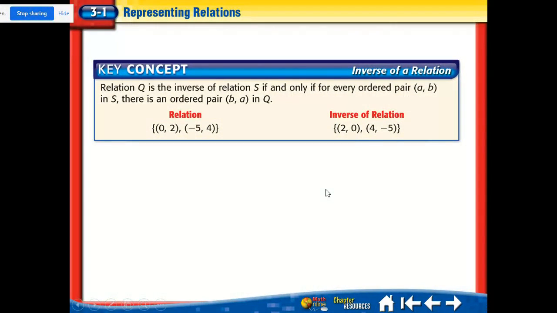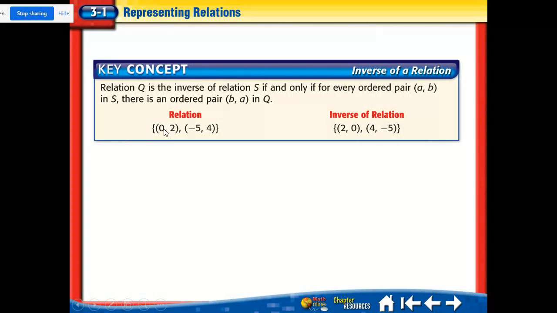All right, how do we do an inverse? Inverse is actually really easy. All we do is we switch x and y. So 0, 2 becomes 2, 0. -5, 4 becomes 4, -5.